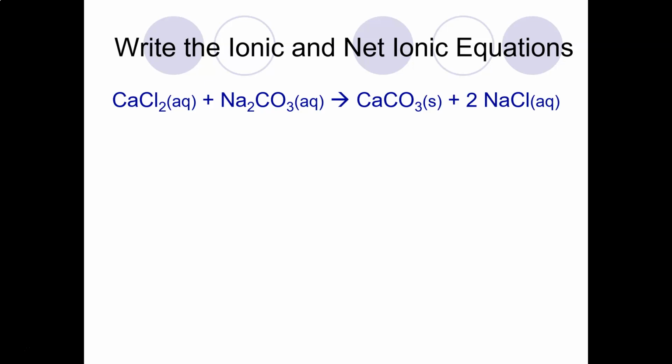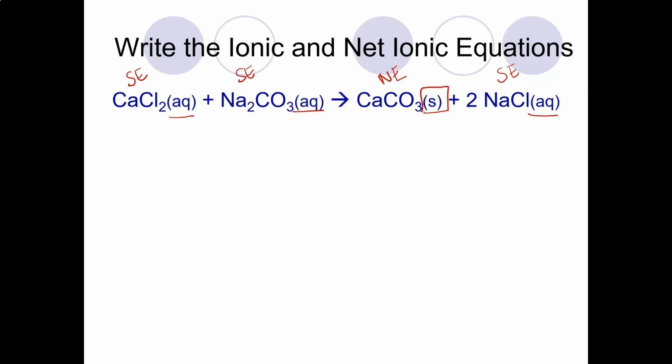So calcium chloride would be a strong electrolyte because it's an ionic compound and it is soluble. Sodium carbonate is a strong electrolyte because it is an ionic compound and it is soluble. Calcium carbonate is a non-electrolyte. Oops. It is an ionic compound, yes, but isn't it a solid? So it's not soluble. Sodium chloride is a strong electrolyte because it's an ionic compound and it is soluble. So calcium chloride, sodium carbonate, and sodium chloride.